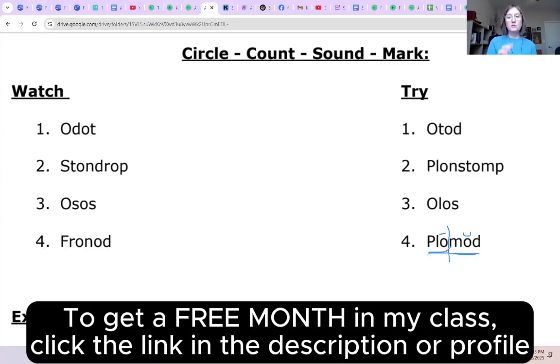Putting plow on the shelf, starting with the M. Mod, mod. Putting them both together, both syllables. Plomod, plomod. Would you please put a Y or an N if you got that one?